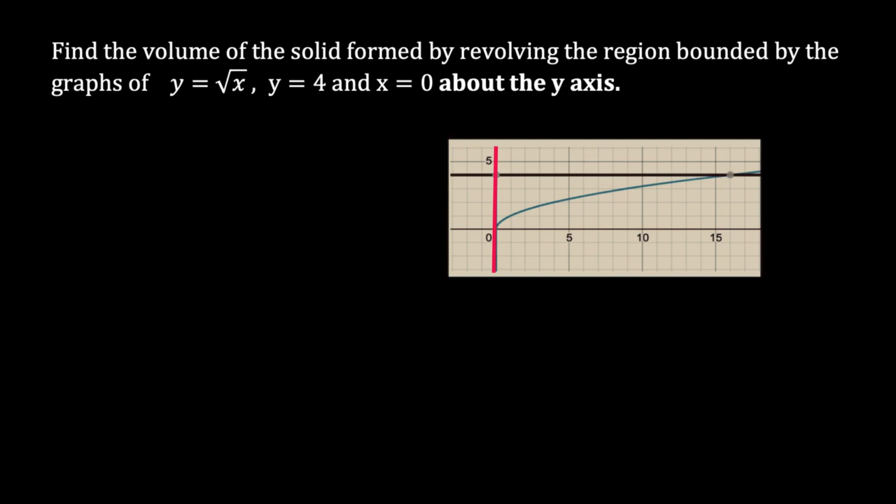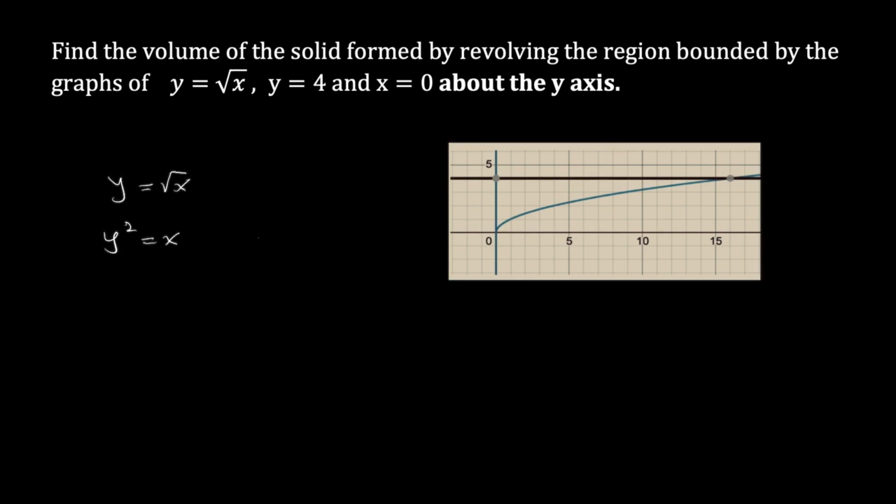Let me show you what I mean. Here we have the function y equals radical x. Let's find x in terms of y. So make a square on each side. You get y squared equal to x, which means that x is equal to y squared. This is the first one. The second one, y equals 4, is already done. And we have x equal to 0, which is the y-axis.